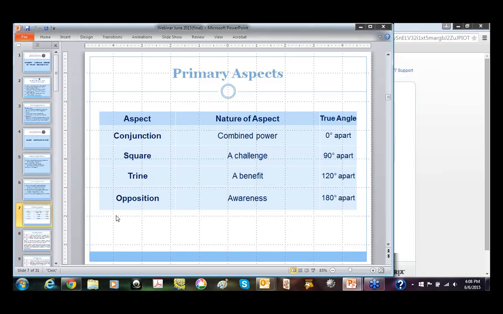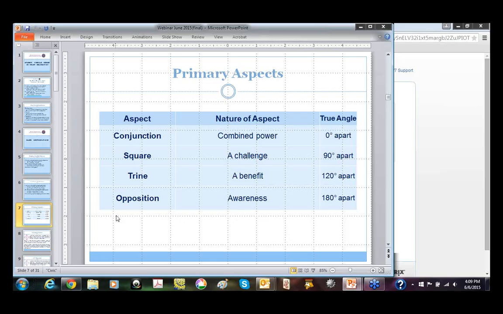The square, that's going to be a challenge. Those are 90 degrees apart in a chart. And those are the things that bring us all the lessons that we learn via the School of Hard Knocks. They usually come to us through these squares. It's a challenge. It can be an opportunity, but we have to learn to use that energy wisely, learn the lesson that we're supposed to be learning. Trines, those are a benefit. They're 120 degrees apart.